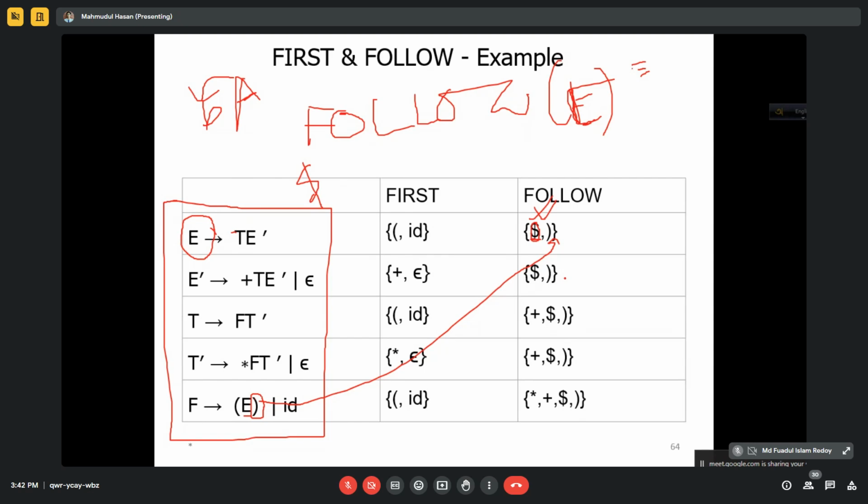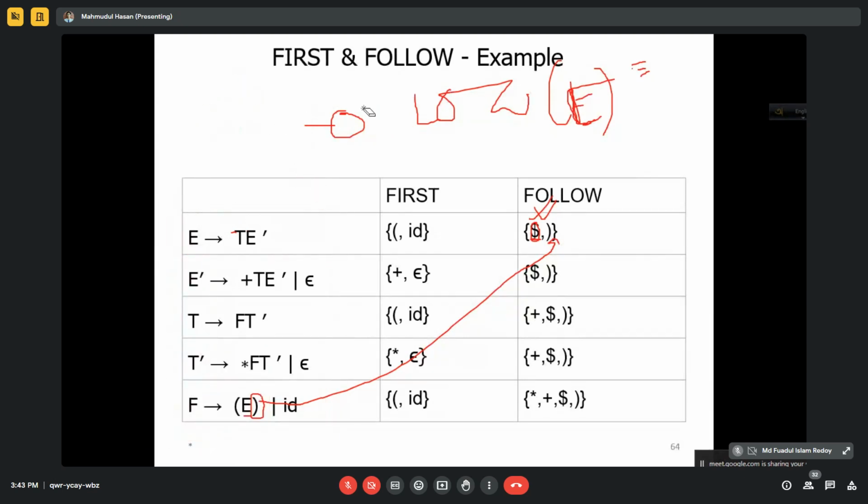Got it, everyone? That means you need to look at the next character. If we are trying to find out follow of E, we need to look at the next character of E on the right hand side, and this one is closing first bracket, and closing first bracket is a terminal. That's why it is the follow value. Got it, everyone? Yes, sir.